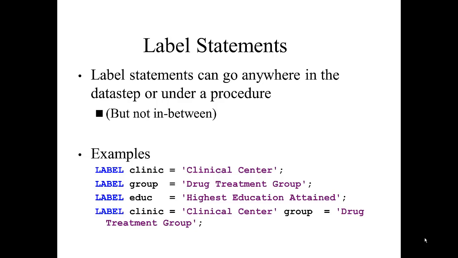So again, these labels explain the variable in more detail. Then we have label educ equals highest education attained. Again, it makes it more readable for someone else looking at your output. And finally, notice in the last example that you can have several labels attached in one statement. So here we're attaching the label clinical center to clinic and drug treatment group to group, all in a single statement. So you can have more than one variable listed in a single label statement.